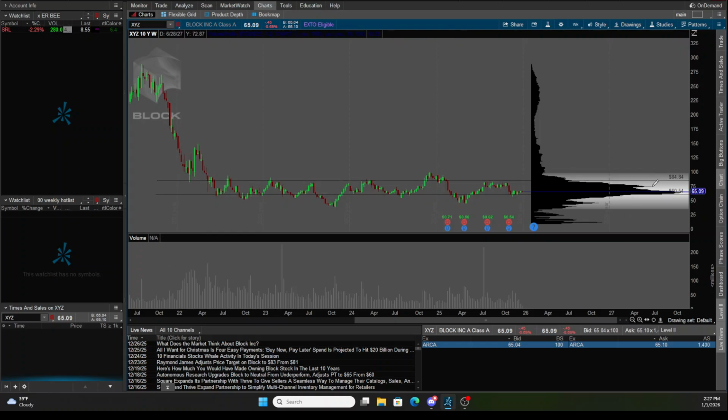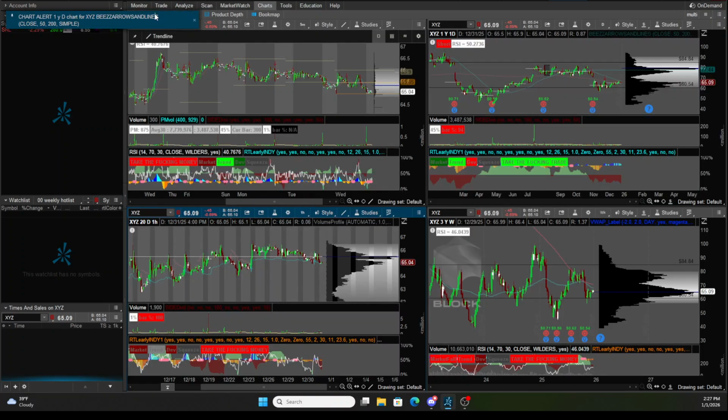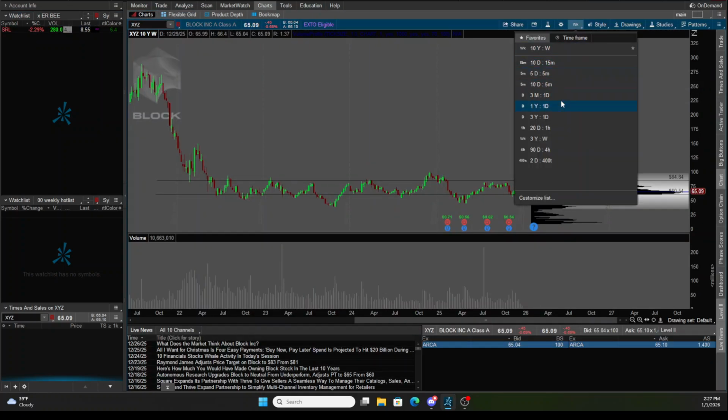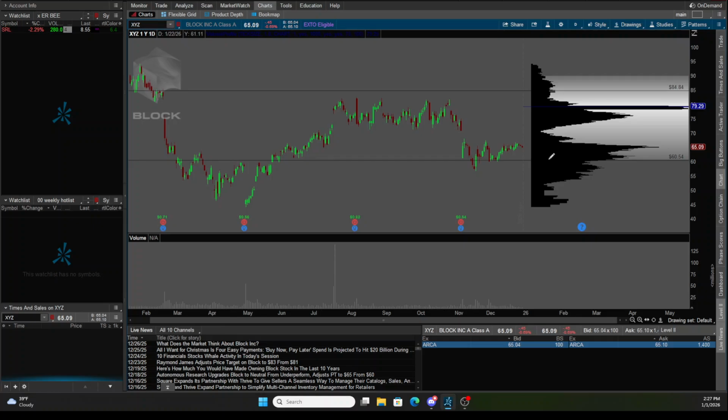But you can see that little point stick out inside the box. And then this big historical one. You can also bust this down to smaller time frames. 1 year, daily. See how that changed?